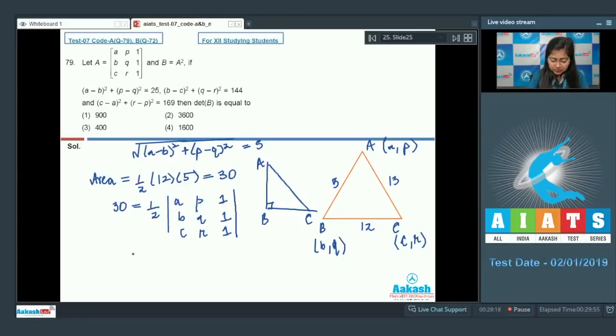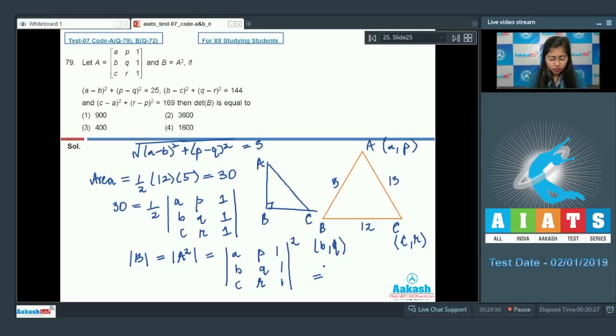Now we have to find the determinant of B, which is equal to determinant of A square, right? That is equal to determinant of A, that is [a, p, 1; b, q, 1; c, r, 1], determinant of A whole square. Now this is equal to, we know the value of this determinant is equal to 30 into 2, that is 60. So 60 whole square will be equal to 3600. So the correct answer will be option number 2.